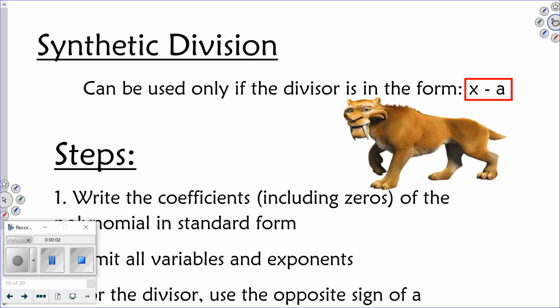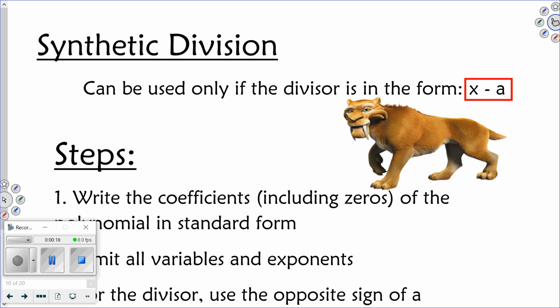All right, guys, for today, I'm going to show you, actually teach you how to do synthetic division. I know I did it real fast yesterday just so you can kind of see what it looked like. It's my favorite way to divide. Unfortunately, it doesn't work on everything, but a lot of what we do, it works for.